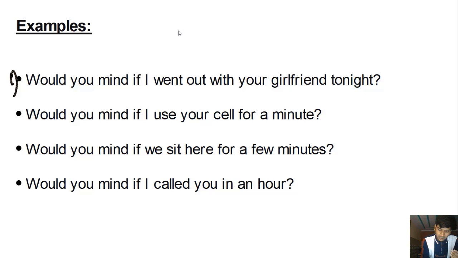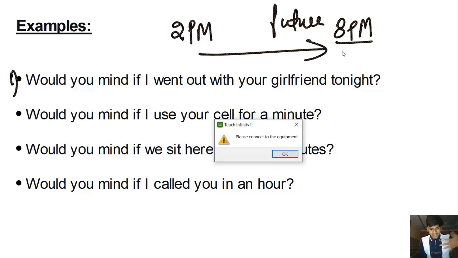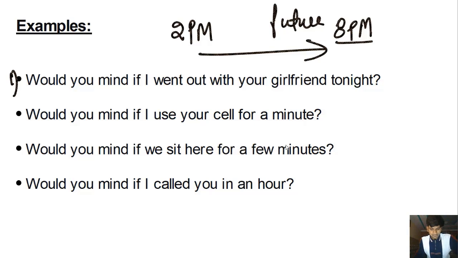So let's suppose right now the time is 2 p.m. and I plan to go out with your girlfriend at 8 p.m. If I did this in future, would you be mad? Would you be mad at that particular time? Would you be bothered by this? Right? If you say yes, I'd not do that. If you say no, you can go out with my girlfriend, I'd do it. Right? So I'm being very generous. I'm being very polite and formal, and I'm taking your opinion.